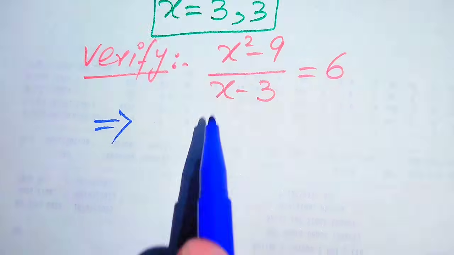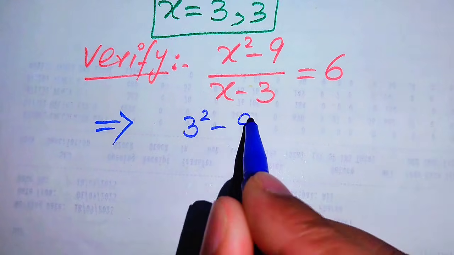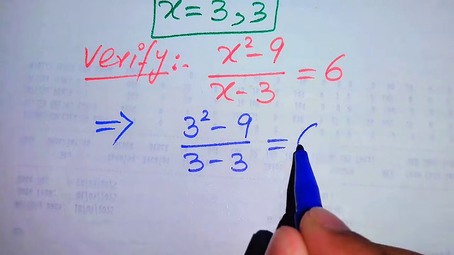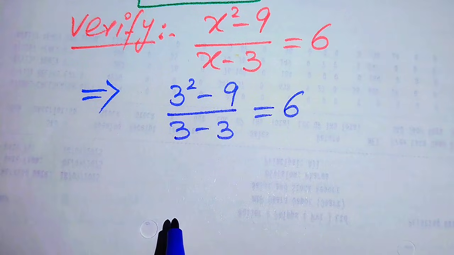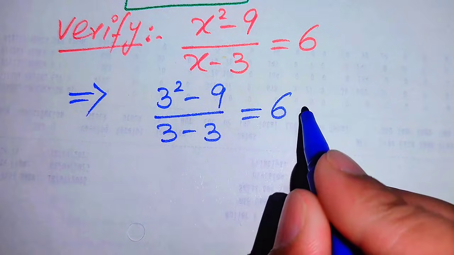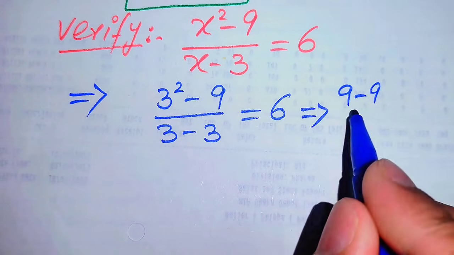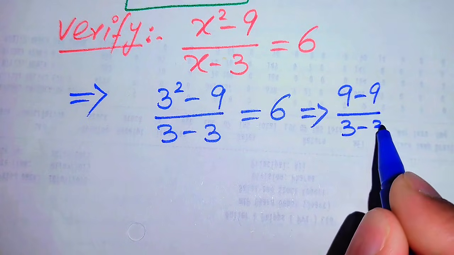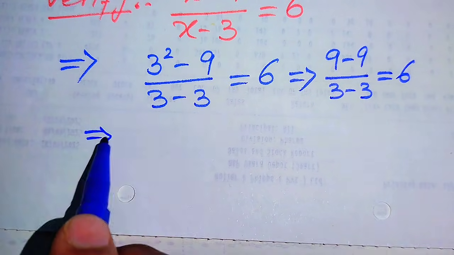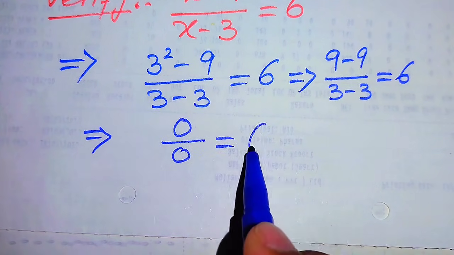So we substitute the value of x into the left hand side, and it will be written as 3 squared minus 9 divided by 3 minus 3 is equal to 6. Here we need a little bit more simplification. So this implies that 3 squared becomes 9, so we have 9 minus 9 divided by 3 minus 3 equals 6, and 9 minus 9 becomes 0 over 0 equals 6.